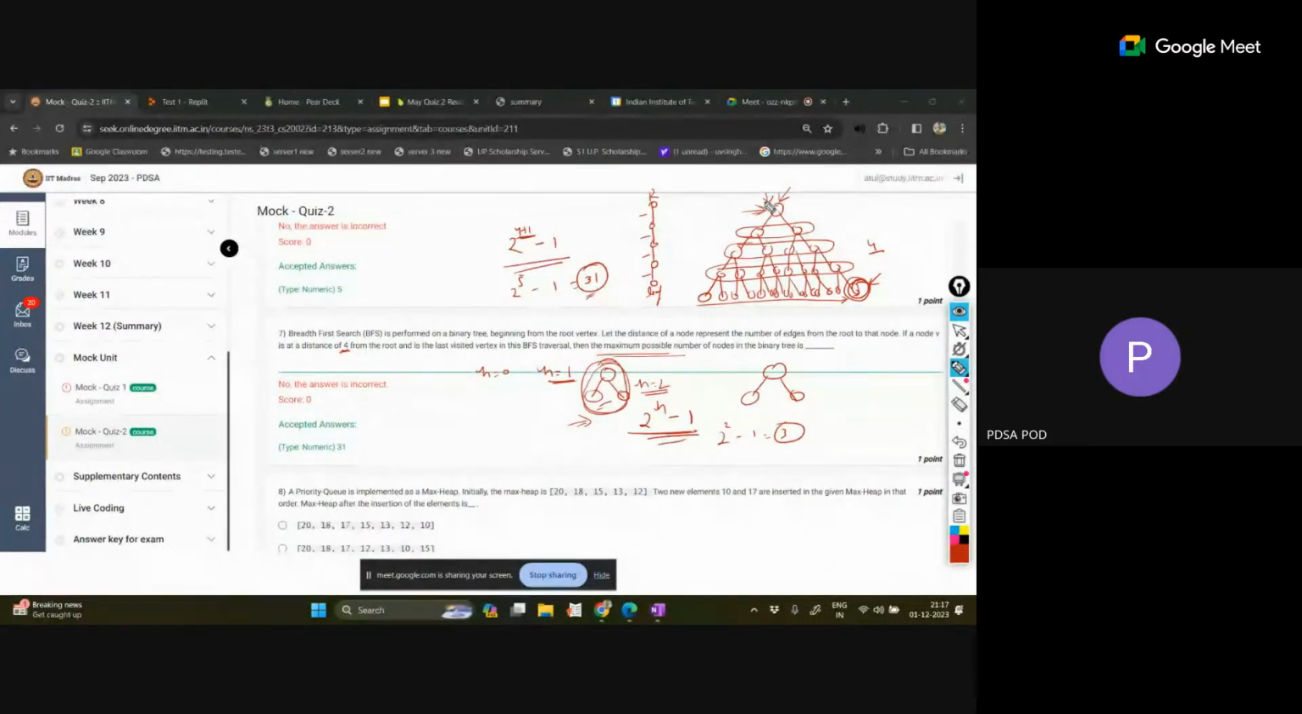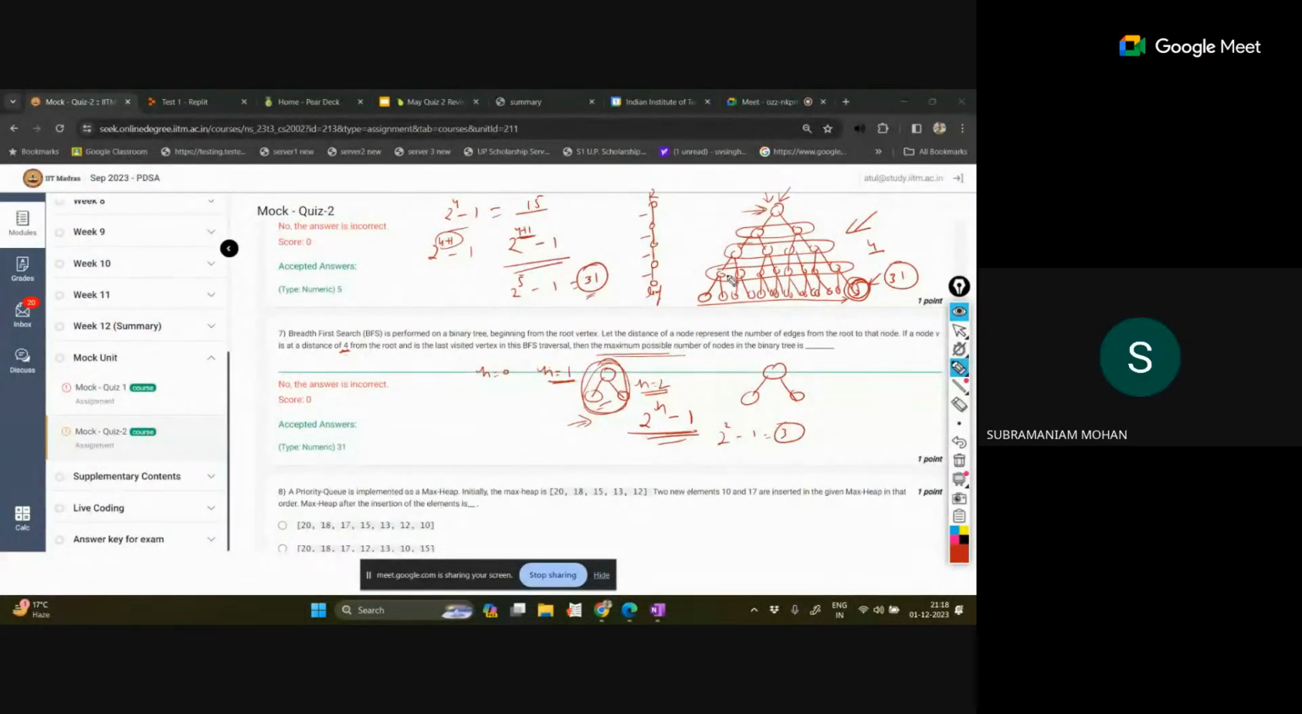Okay, so if you are using this distance as the number of edges in the path, you cannot use 2 to the power 4 minus 1. You would get 15 only, but in this case you can see that we have 31. So this formula is not correct. You have to update your formula according to the definition of distance or height. So 2 to the power 4, then plus 1 and minus 1, you use this formula.